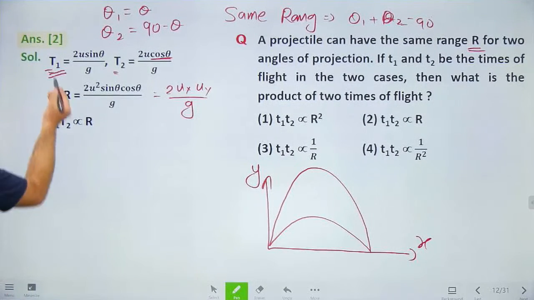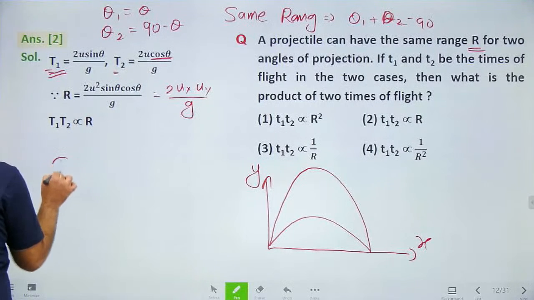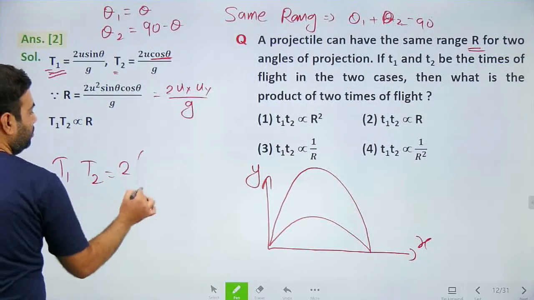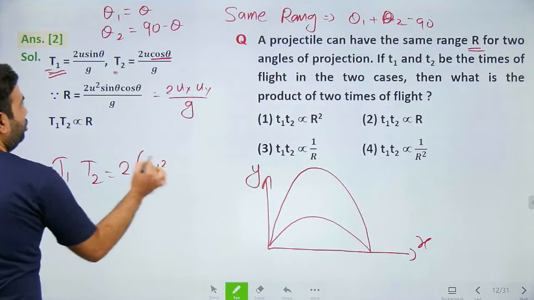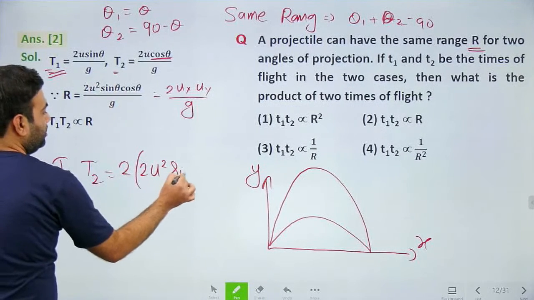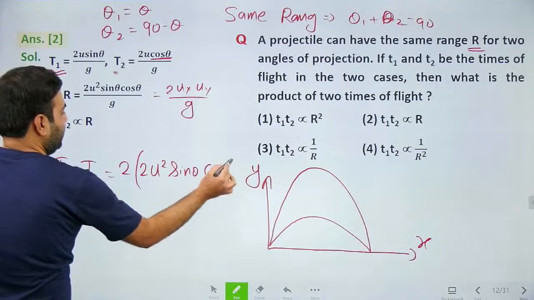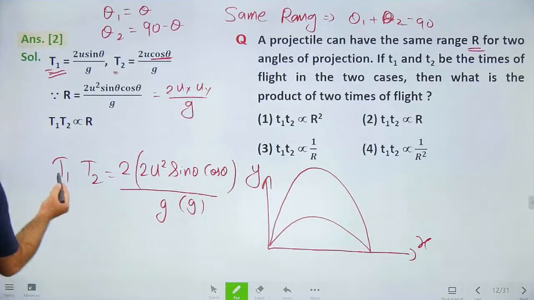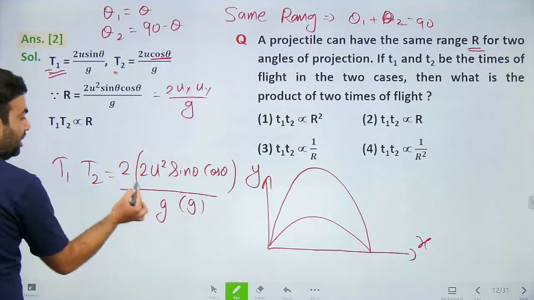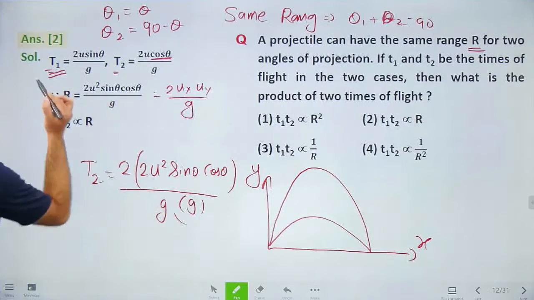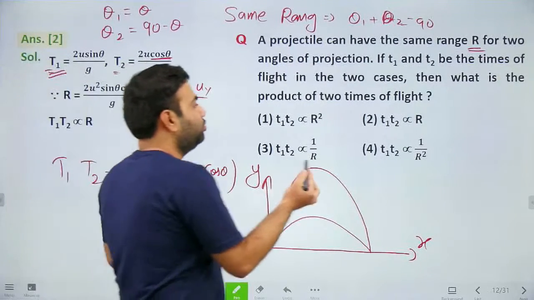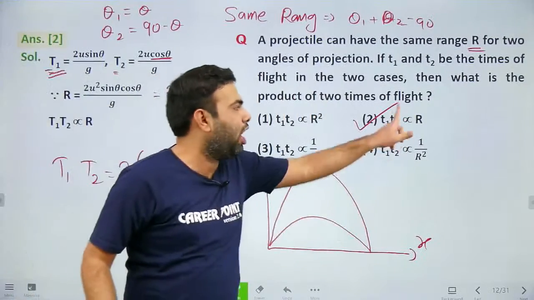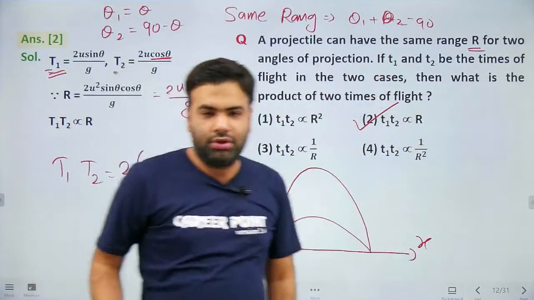Okay, so if you multiply these, what will you get? T1 into T2. What is T1 into T2? It is 2 times 2 into u square sine theta cos theta divided by g into g. So as you can see, T1 into T2 is proportional to square of range. Okay, it is proportional to square of range. So the answer is option 2. Product of T1 and T2 is proportional to R to the power 1.